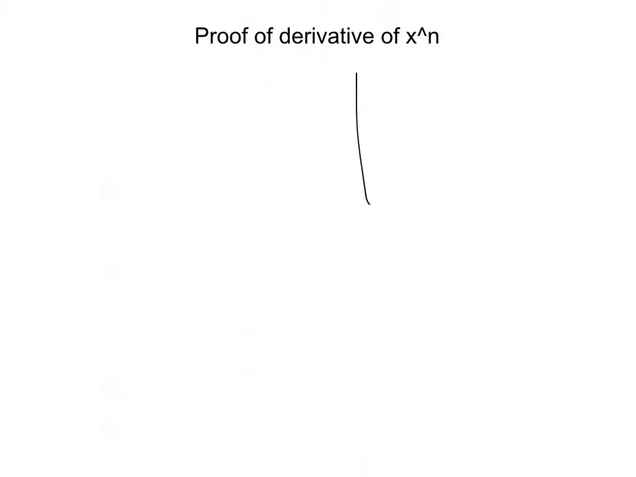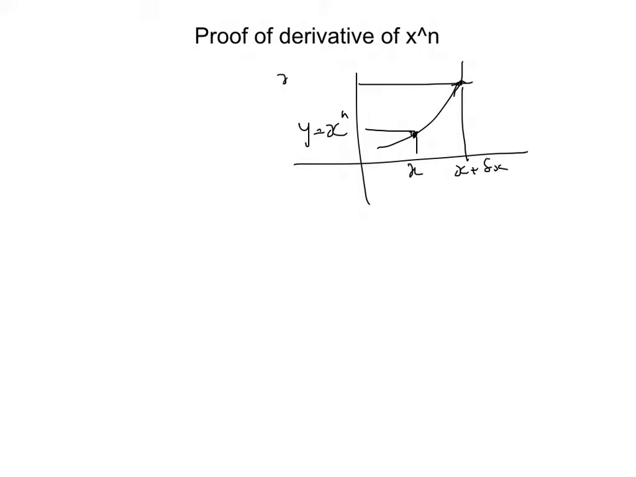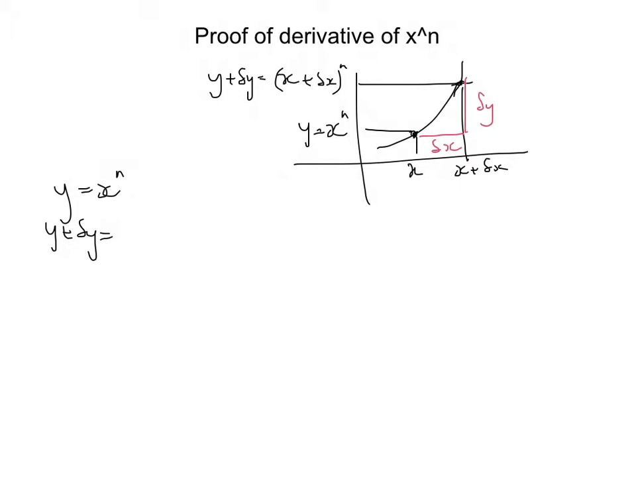Here we go. So we've got our graph, and we've got x, and we've got y equals x to the n. And then further up the graph, we've got x plus delta x. So over here, we've got (x plus delta x) all to the n. And this is y plus delta y. This bit across here is delta x, and this bit's delta y. So we start our proof. y equals x to the n. y plus delta y equals (x plus delta x) to the n.